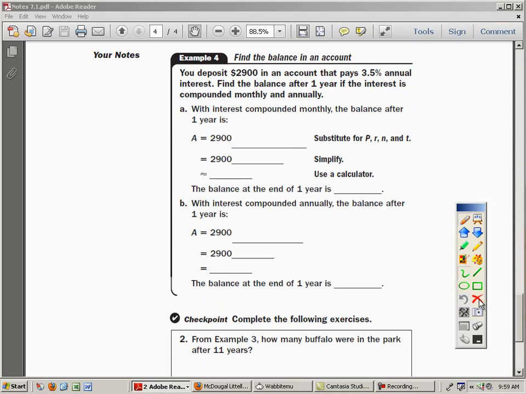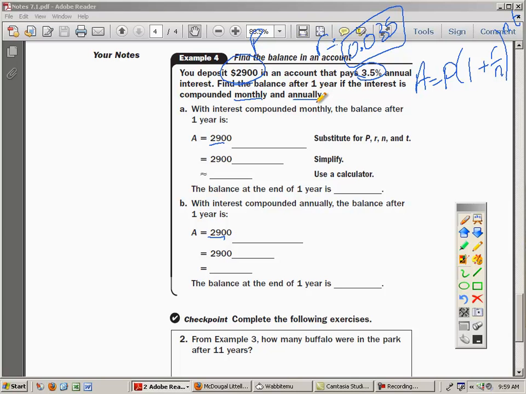So let's take a look at an example here involving compound interest. When we take a look at this, again, you've got to know this formula. Principal times 1 plus the interest rate over the number of times raised to the nt power. That's just something you're going to have to memorize. All right. It says we deposit $2,900, so that's our initial value, into an account that pays 3.5% annual interest. So that's 0.035 as a decimal, because again, our interest rate must be expressed as a decimal. So there's our R. We have our P. It says find the balance after 1 year if the interest is compounded monthly and annually.